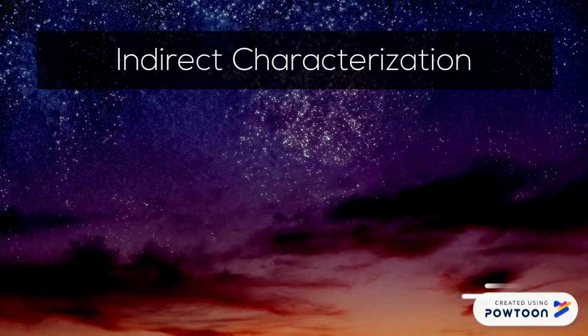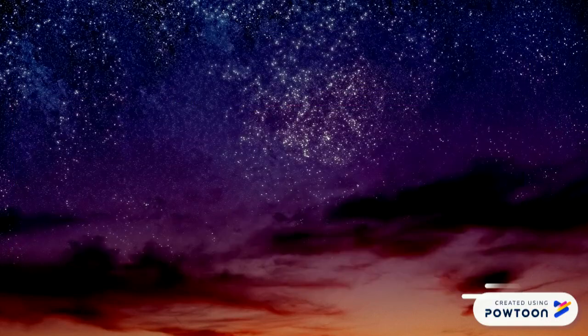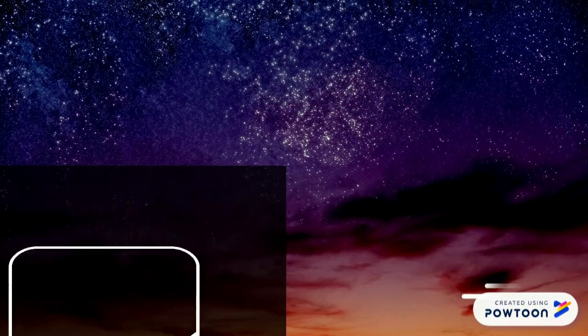For indirect characterization, you figure out what the character is like. You can tell SpongeBob is annoying Squidward based on their interactions. You can also see that SpongeBob is happy based on his appearance. This is indirect. The next characteristic of short stories is setting.